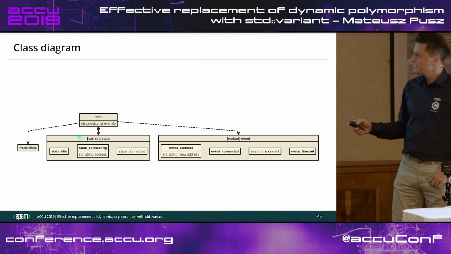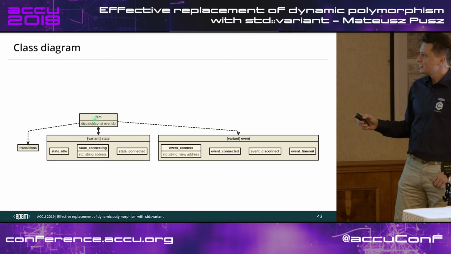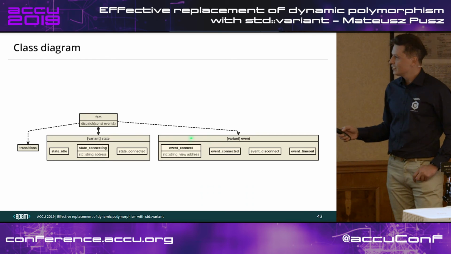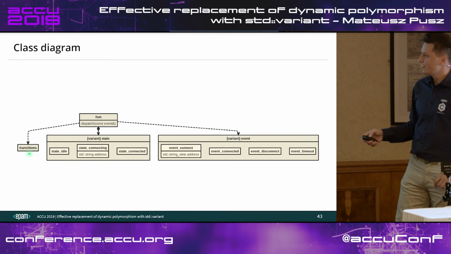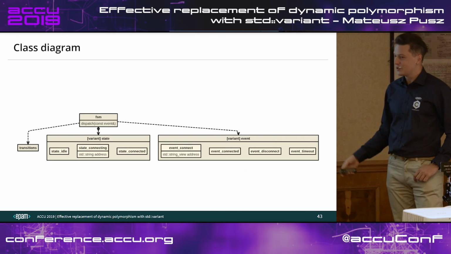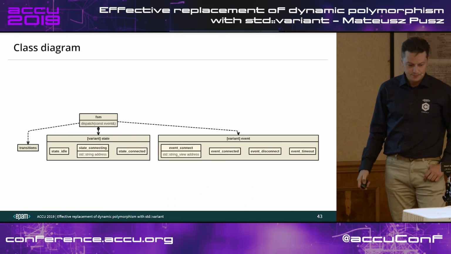The design looks like this: we have a finite state machine that has loosely connected states, aggregated in a variant, loosely connected events, aggregated in a variant, and transitions. That is a visitor for the logic of our finite state machine. So all the logic is external to the machine, states, and events.